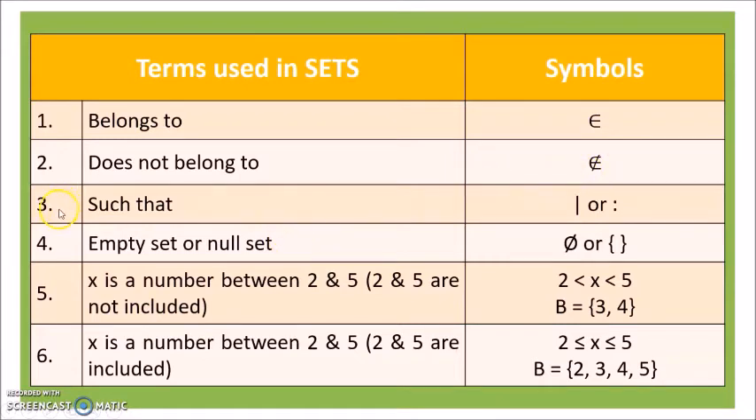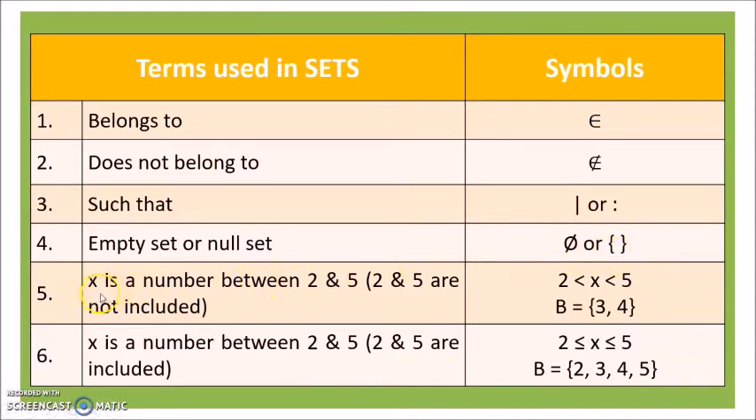Next, such that. Such that is represented by a vertical line or a colon mark. Next, empty set or null set. It means a set which does not contain any elements. It is represented by this Greek symbol phi or simply by curly brackets without any member.